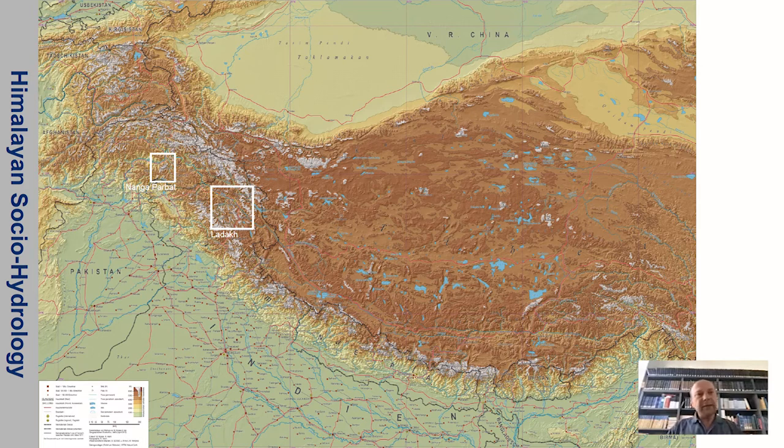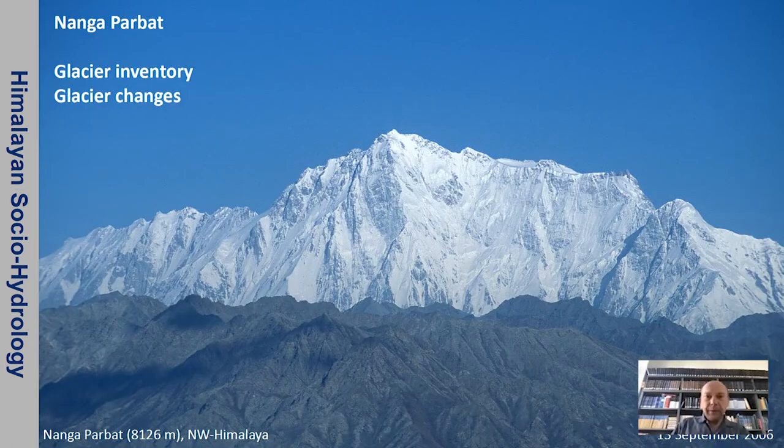And in this map, you only see the 2 case study areas. One is Nanga Parbat for my first case study. That is the northwestern corner of the Himalayan region, of the Himalayan arc. And my second case study, you're well aware of, is located in the Trans-Himalayan region, in the cold, arid part of the Trans-Himalaya in Ladakh. And with this, I will start with the first case study, Nanga Parbat.